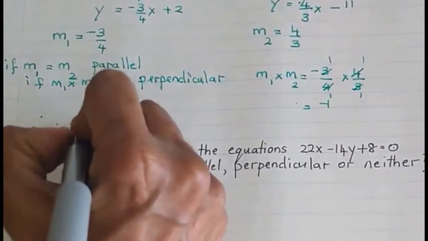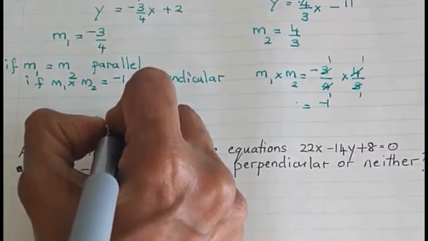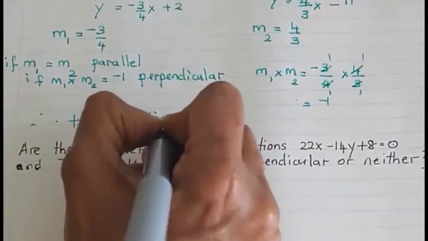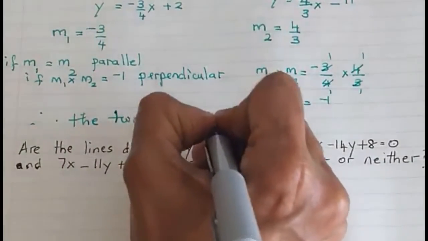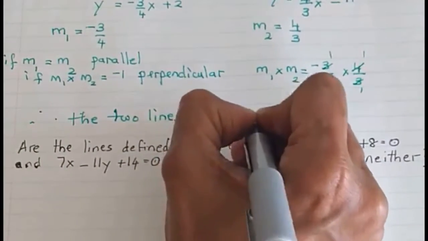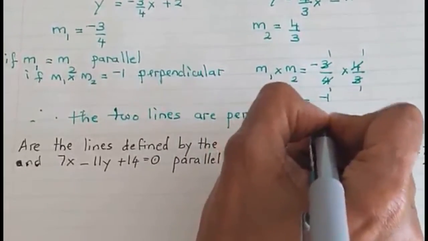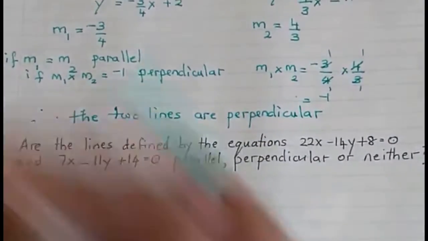Therefore, the two lines are perpendicular. Great, let's move on to the next question.